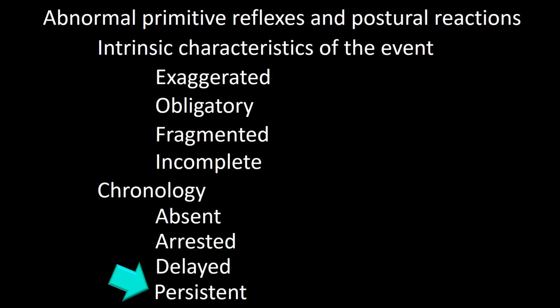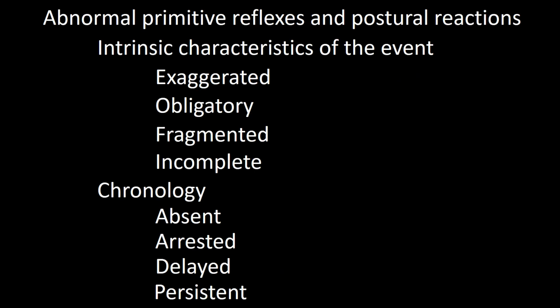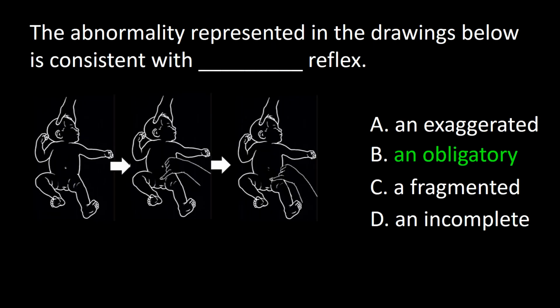The last abnormality is persistence, referring to a mature reflex that should dissolve but does not, as you can see represented here. I will go back to this list one more time to tell you that intrinsic abnormalities may be associated with central or peripheral nervous system pathology, whereas chronological abnormalities are usually associated with central nervous system pathology. So the answer to this question is B.